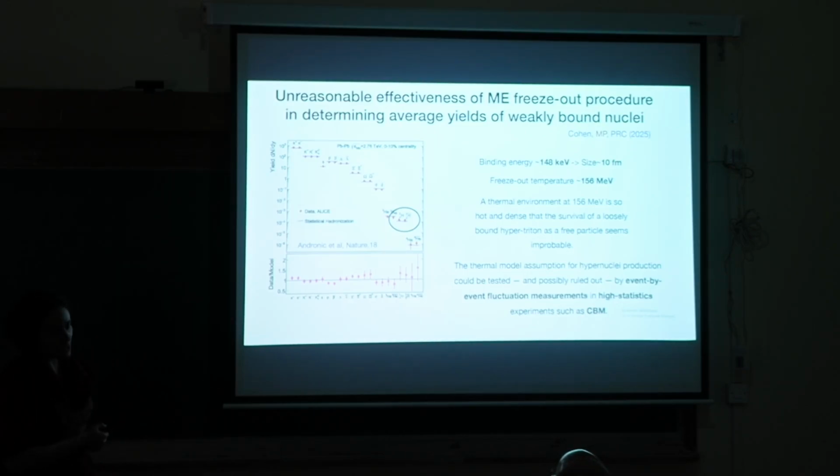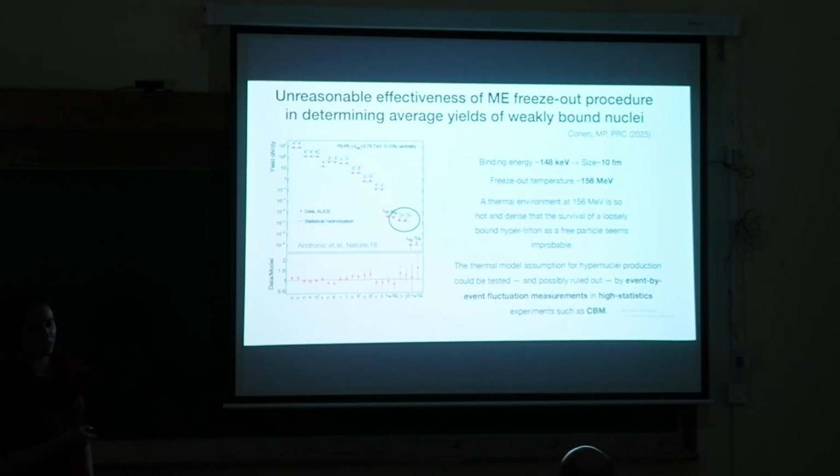So since CBM also falls in the optimal range of looking for hypernuclear production, one thing that we would like to understand better is that while it's really impressive that such a maximum entropy freeze-out principle can explain average yields of various different particles, it's somewhat incomprehensible to think that there was a free hypertriton in this thermal bath at 156 MeV when the binding energy of this is a few hundred keV.